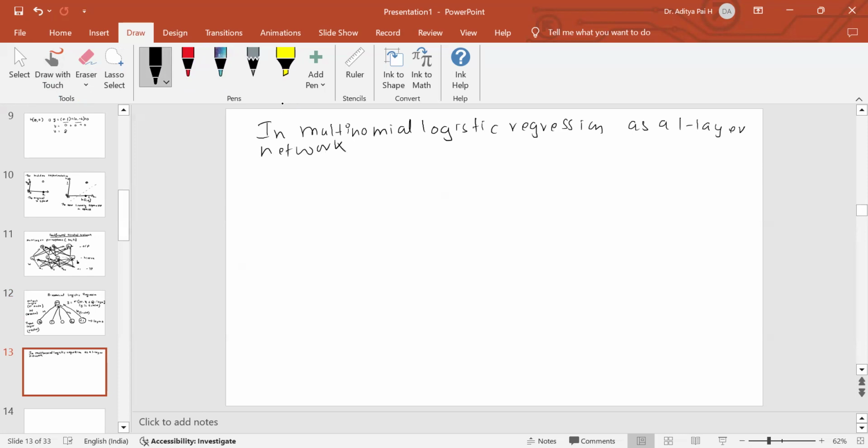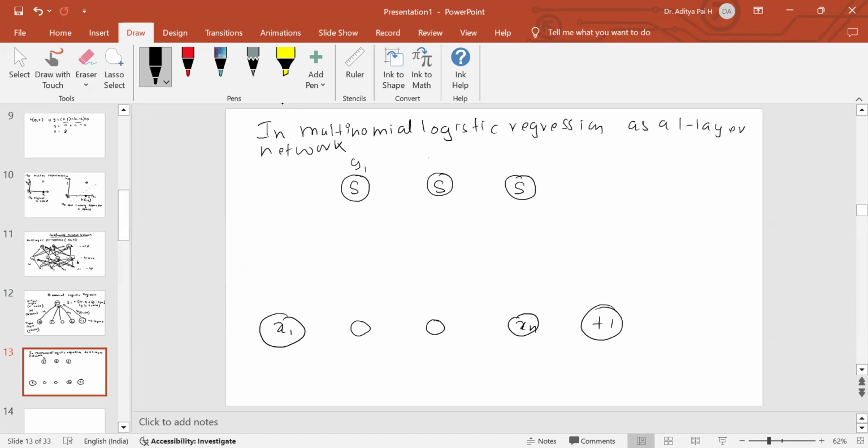So if you're considering the fully connected single layer network here, I'm taking x1 as the input. Like that there are xn inputs, and this is my bias plus 1. When I'm saying a multinomial, not a binomial, a multinomial means you will be having multiple outputs here. This also has S, this also has S. So you'll be getting multiple outputs. So this is nothing but my y1.